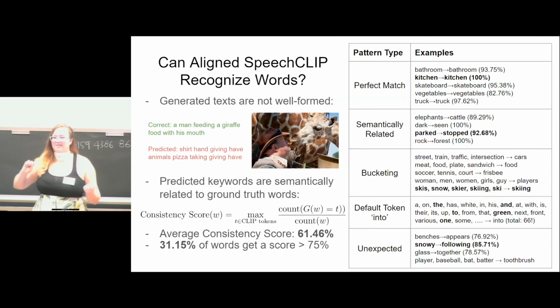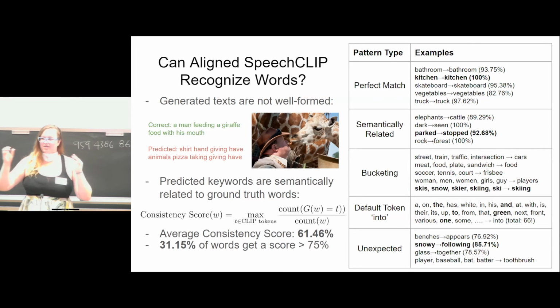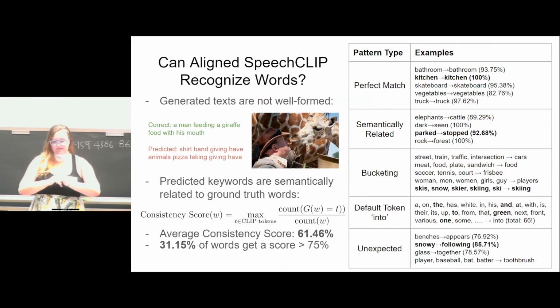But there is something interesting going on here, right? We have man is mapping to hand, feeding to giving, giraffe to animals, pizza to food. Those are all like semantically related words, right?